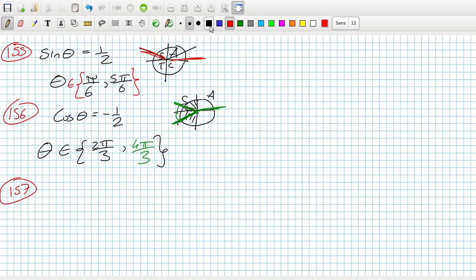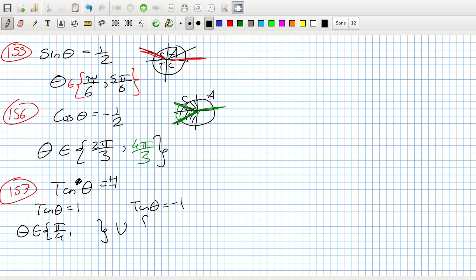Okay, the next one now. 157. You can divide by 2, obviously. So you'll just end up with tan squared theta equals 1, which means then that tan theta equals plus or minus 1. So there's 4 answers here. So we have to look at when tan theta equals 1 and when tan theta equals minus 1. Tan inverse of 1 is 45 degrees. Theta is 45 degrees, pi over 4.